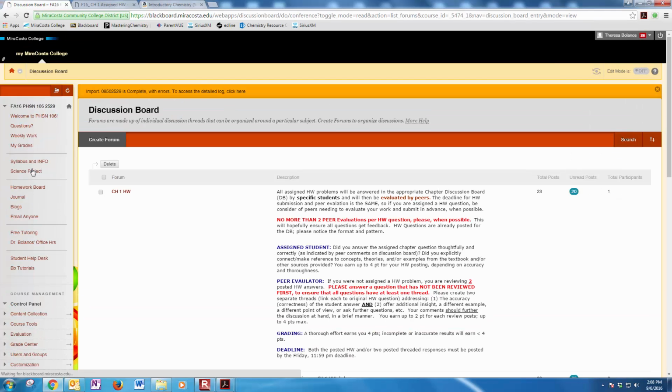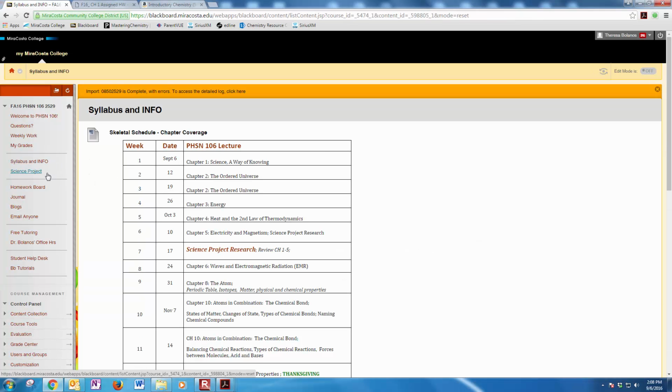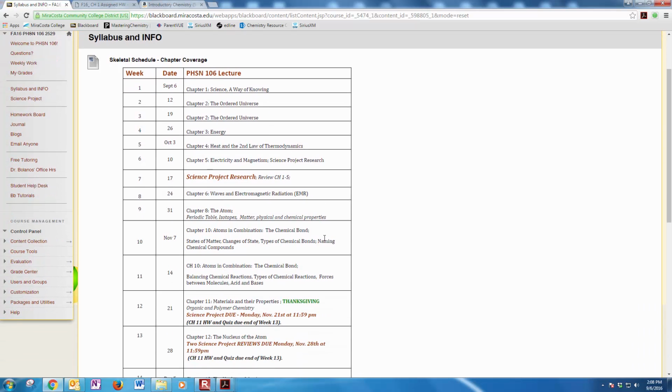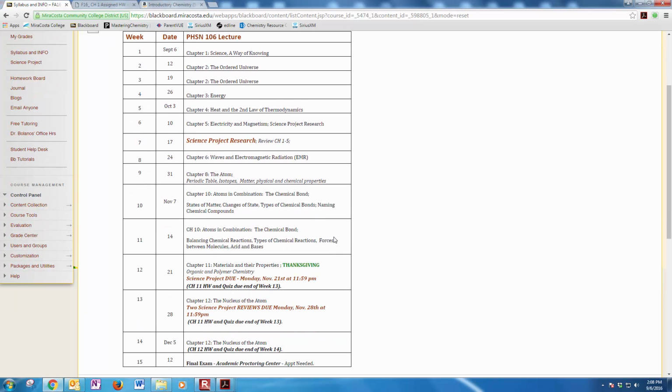So let's go over here to the syllabus. Okay, this section over here, the syllabus and science project, this is kind of the information that I probably would have passed out if you and I were in class. These are the handouts that I would have given. So quickly, there's a skeletal schedule here that just roughly tells you what chapters we're covering per week. We are doing a science project, and that was the other thing that I would have passed out to you.